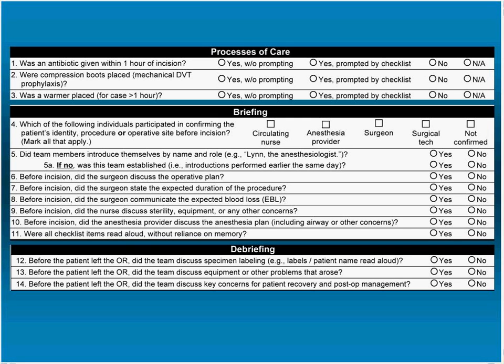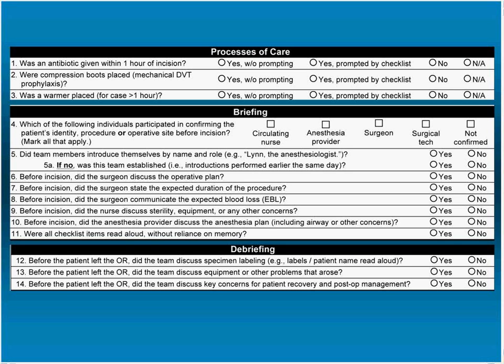So before the patient leaves the OR, did the team discuss specimen labeling? Now, I know because we talked about it when we went over the checklist together, everybody understands how incredibly important that is. And yet, if you don't already have a process that's focused on it, a lot of times it doesn't get done the way that it should. Did the team discuss equipment or other problems that arose? Again, the idea here is to fix the broken equipment if it needs to be fixed so it comes back to you the way that you want it in the very next case.